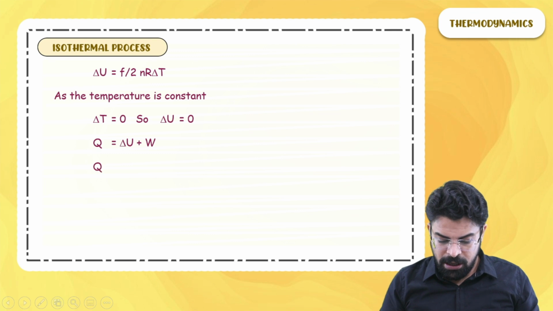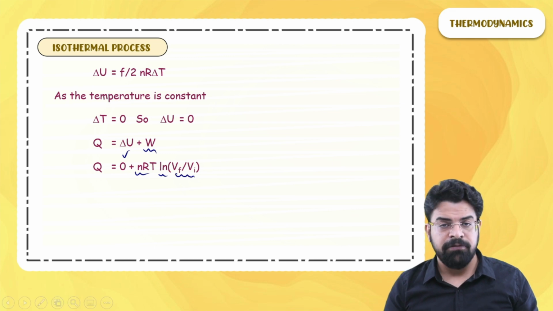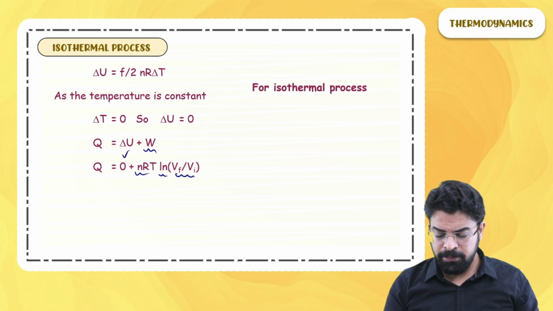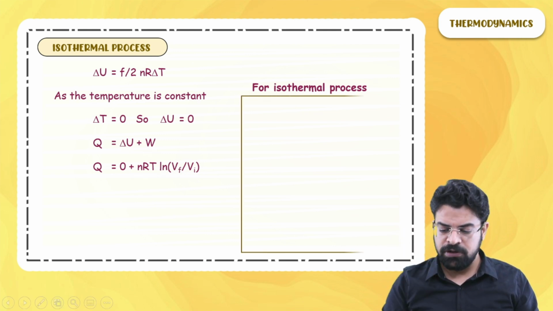So Q equals work done, and in place of work done you can write nRT ln V final by V initial, or you can write P initial V initial ln V final by V initial. So now, in a nutshell, all the points about the isothermal process.